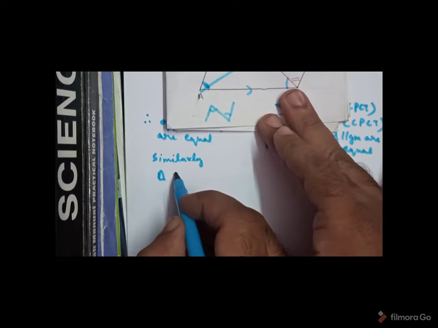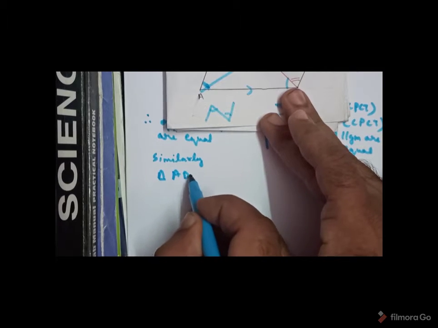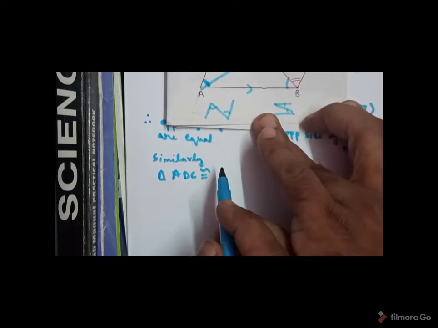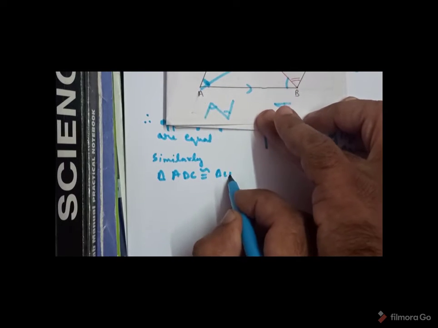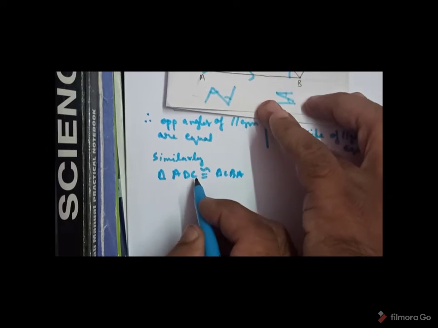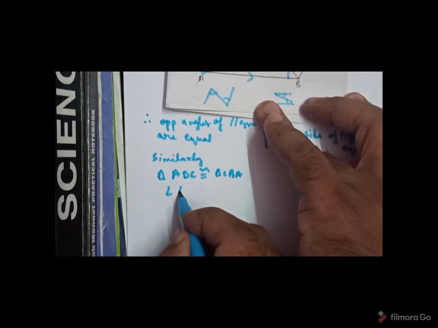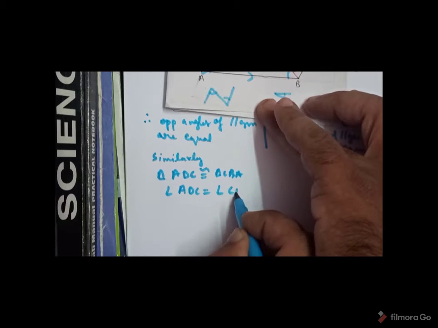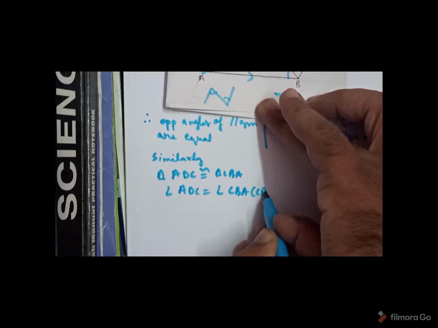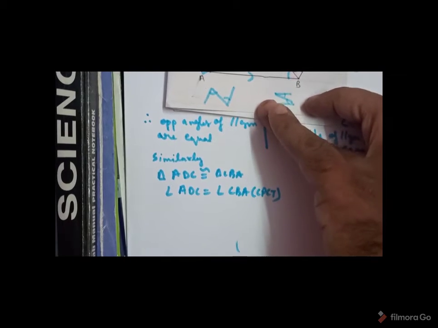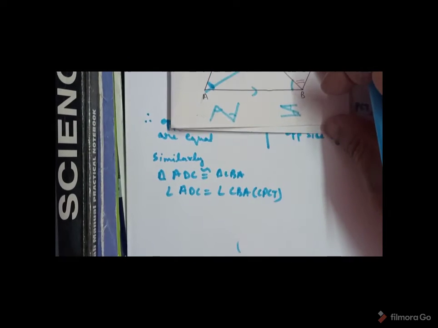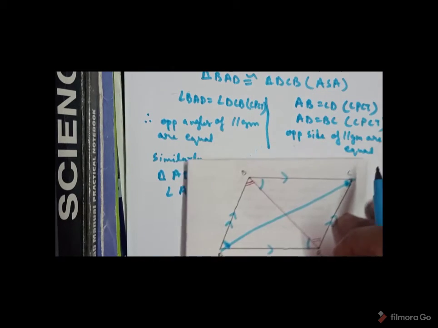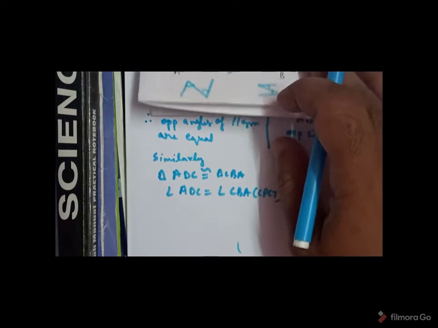Triangle ADC will be congruent with triangle CBA, and then we can say that angle ADC will be equal to angle CBA by CPCT. So in this manner we can prove that both the pairs of opposite angles of a given parallelogram are equal.